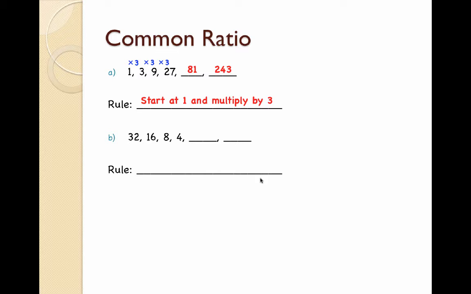In our next example, we have 32, 16, 8, and 4, and you might notice that we're halving the number each time. Another way of writing that is to say that we're dividing by 2, which means that our next two numbers are going to be the number 2 and the number 1. Our rule is to start at 32 and divide by 2.